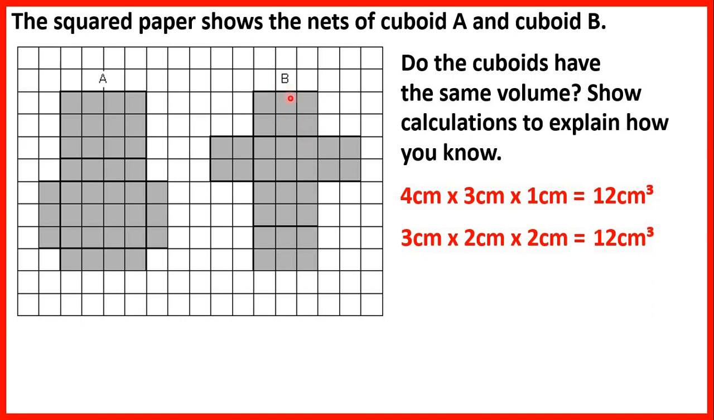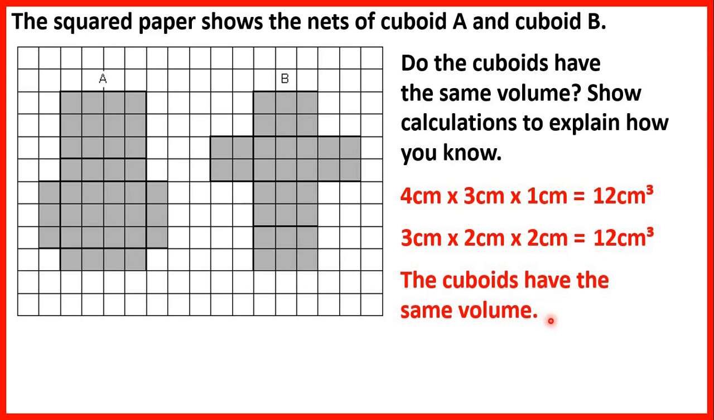So cuboid B also has a volume of 12 centimeters cubed, so the cuboids have the same volume.